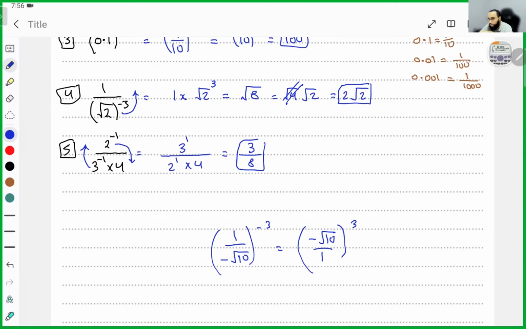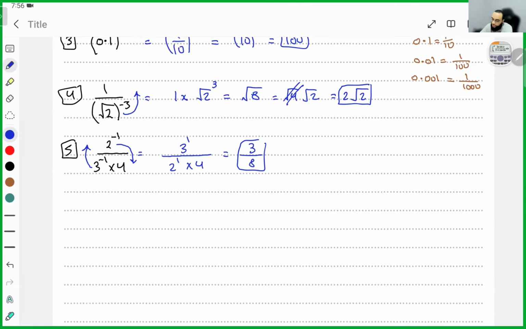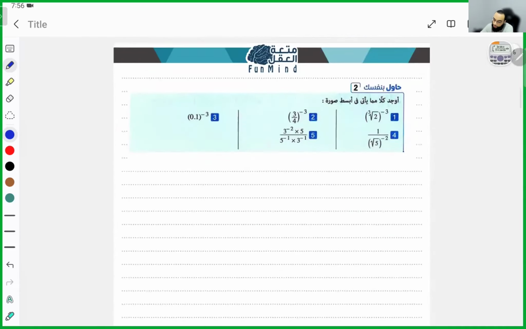We keep it. Why? Because the bar is odd. If the bar is even, we can delete it. If it is bar 4, then it's going to be bar 4, and we will delete the negative sign. You got it? So if the power is negative, it turns to positive. Yes, only the bar turns to positive. The answer will be the next, yes, Omar.